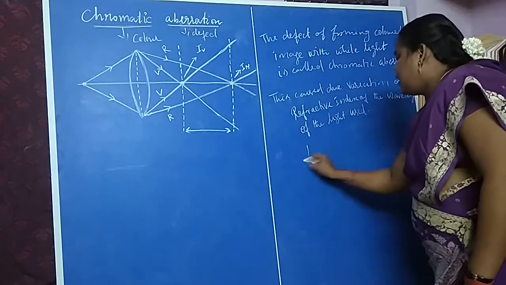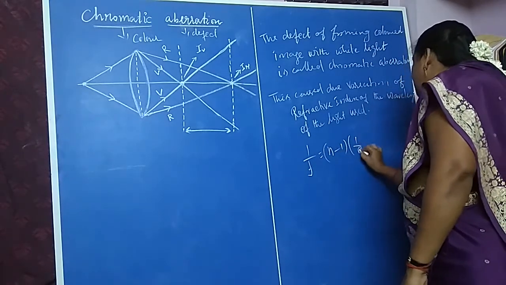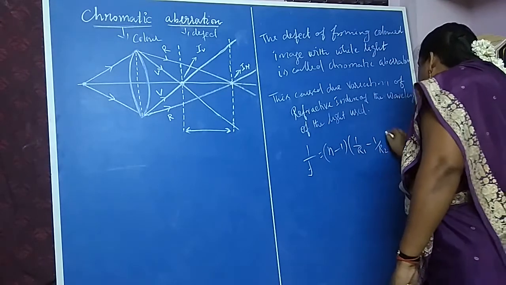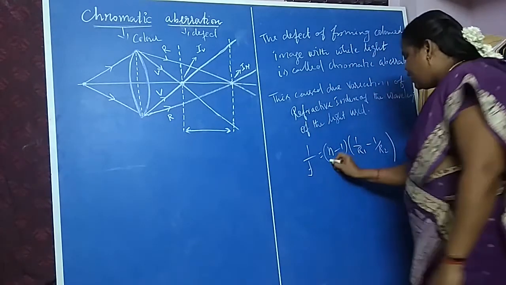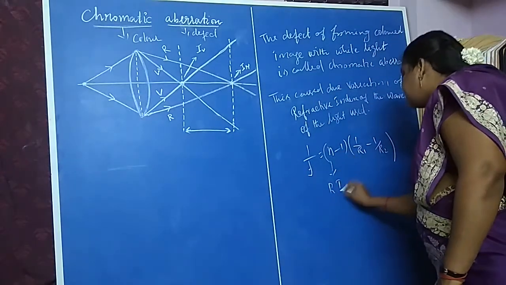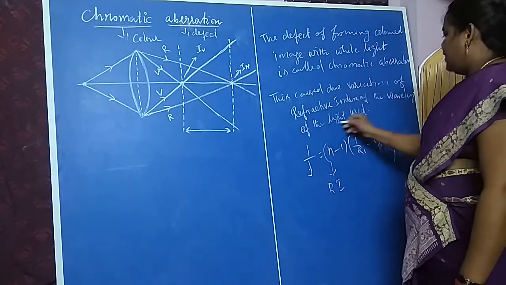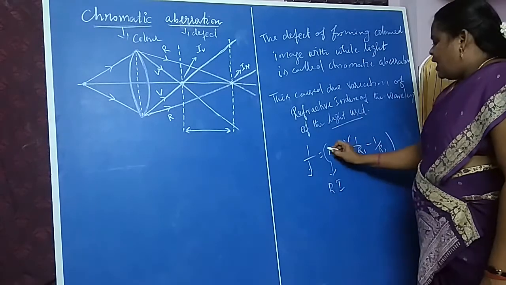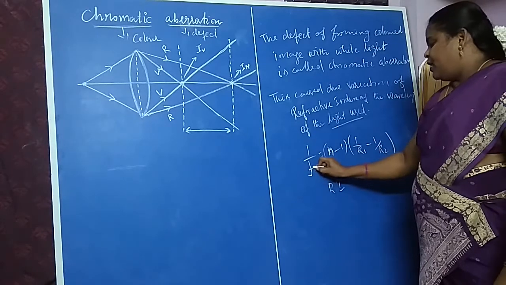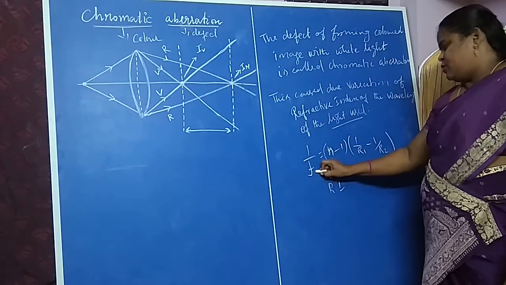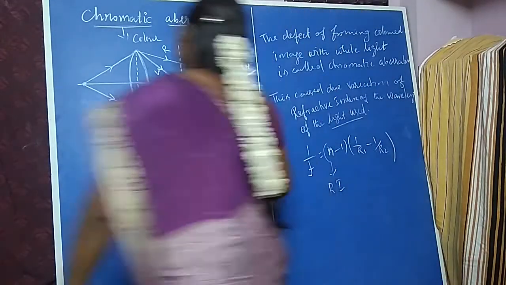We know that the focal length f equal to n minus 1 of 1 by r1 minus 1 by r2. r1 and r2 are the radius of curvature of the lens and n is the refractive index. This refractive index depends upon the wavelength of the light used. It depends upon the color. So the focal length also depends upon the color of the light used. So we will get a chromatic aberration when we use the lens.